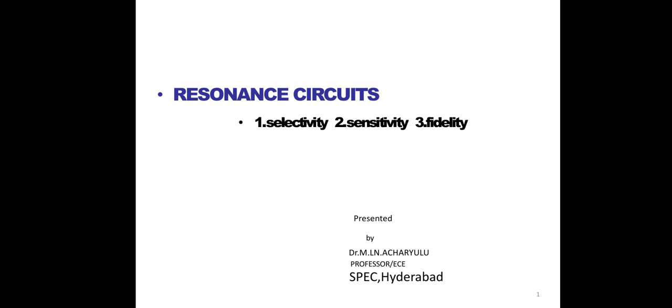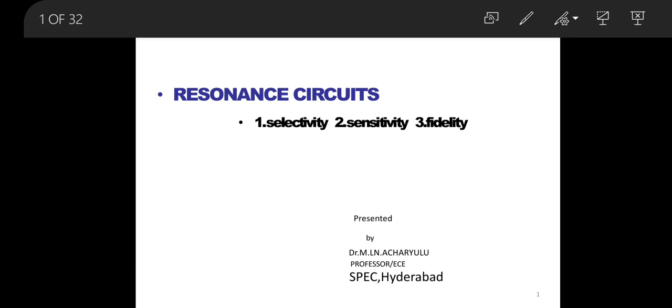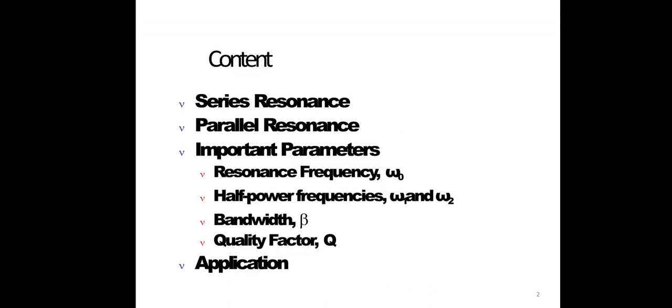Now we are going to talk about the selectivity, sensitivity, and fidelity of resonance circuits. So here, first, what are the series resonant and parallel resonant circuits? In this lecture we will cover series resonance, parallel resonance, and the important parameters like the resonant frequency and the half power frequencies, that means the lower and upper, omega 1 and omega 2 respectively, the bandwidth and the quality factor, and the applications of resonance circuits.